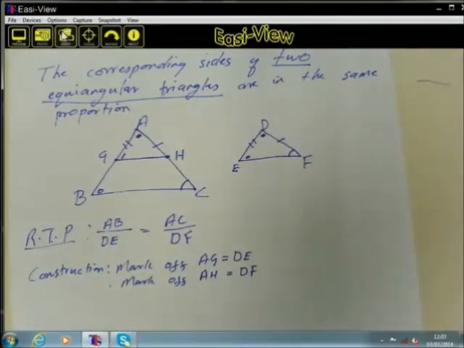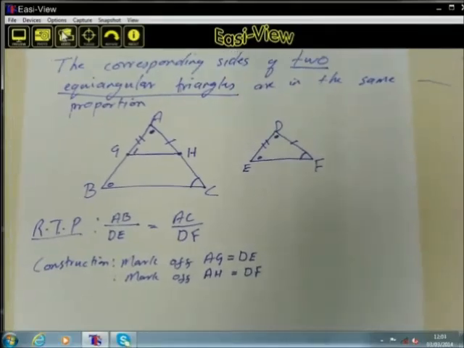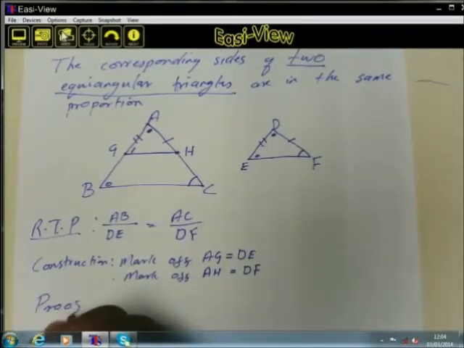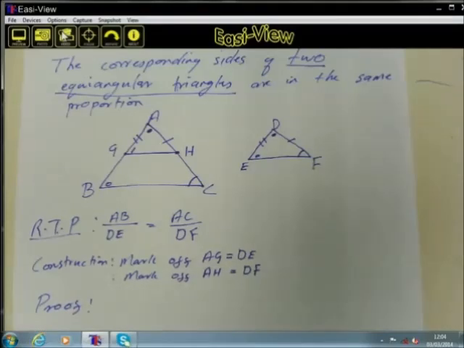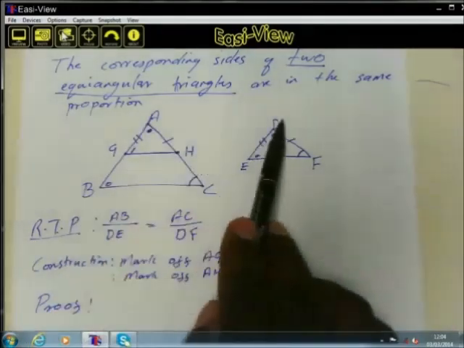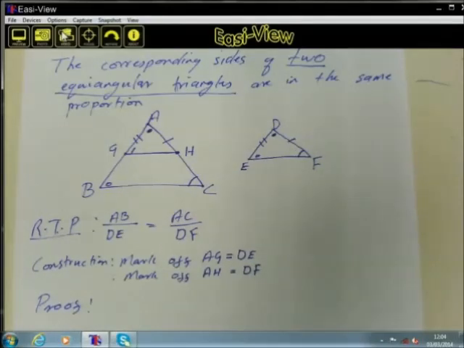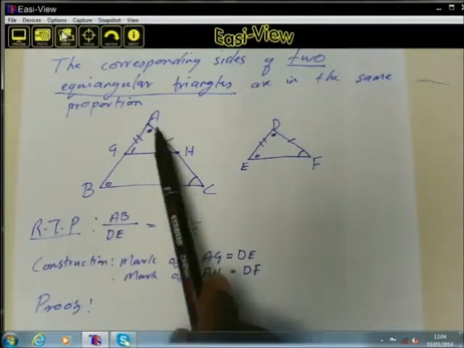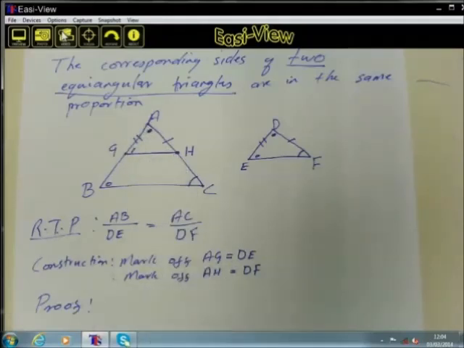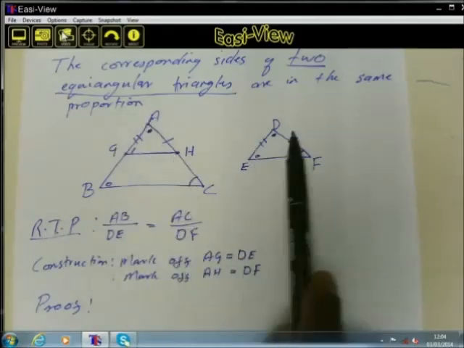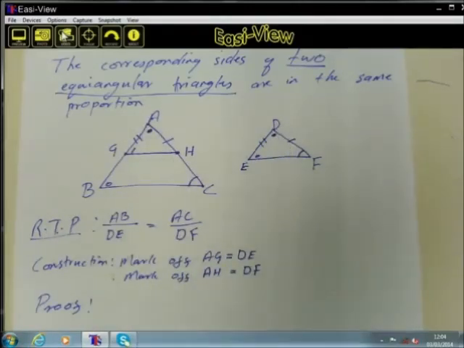Then proof. What is it that you want to prove? Remember the required to prove part. We want to prove that AB over DE is equal to AC over DF. Let me ask you a question. Look at this triangle, AGH. Look at this triangle, DEF. What can I say about the two triangles? What can you say about them?